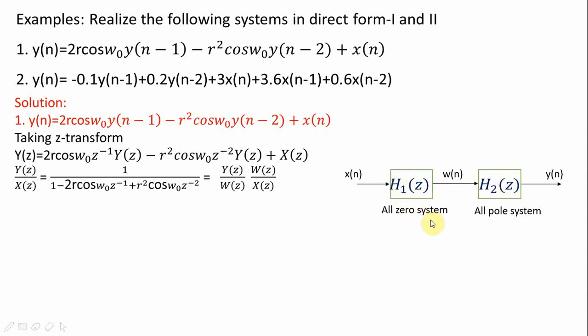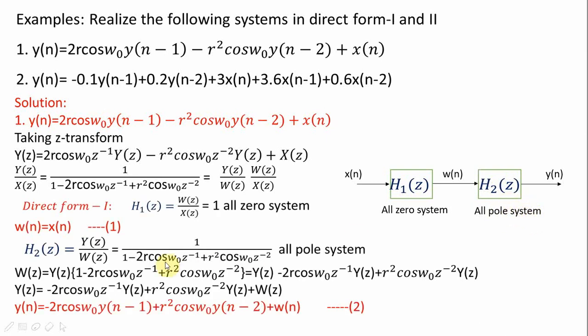h1 of z must be an all zero system and h2 must be an all pole system to realize it in direct form 1. So for h1 of z, I am taking only the numerator of this equation, which is just 1. So from that I get h1 of z equal to w of z by x of z, which is equal to 1. Taking the inverse z transform, I get w of n equal to x of n. So this is a typical example where you don't have any zeros here, but still it is an IIR filter having only poles. There may be confusion in obtaining the block diagram of this.